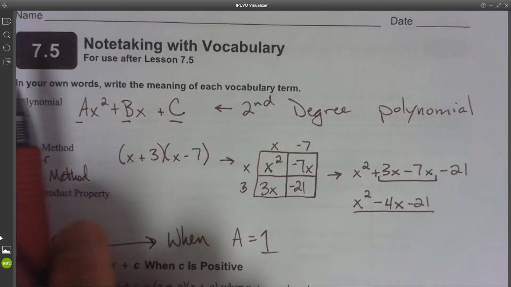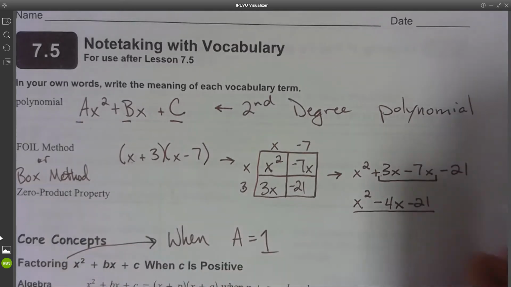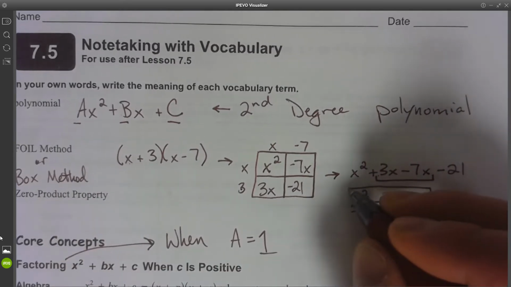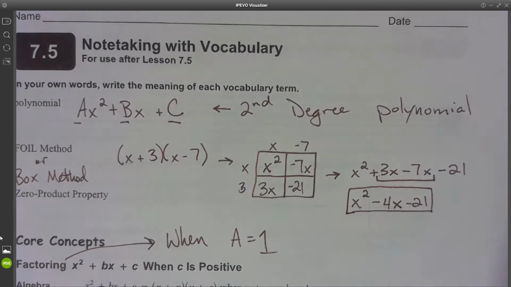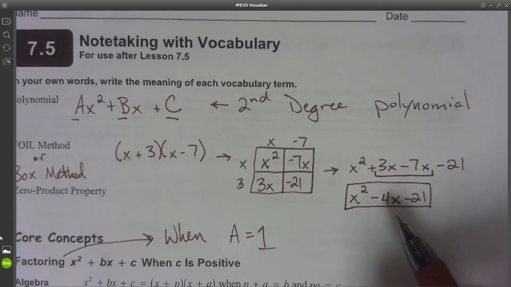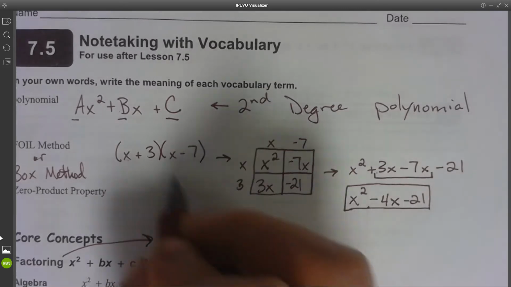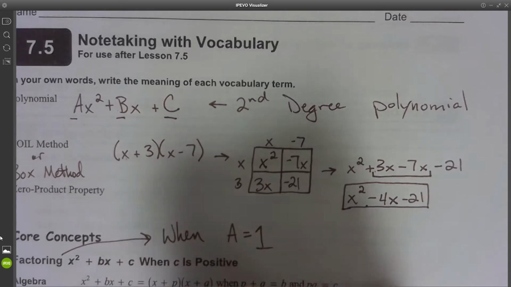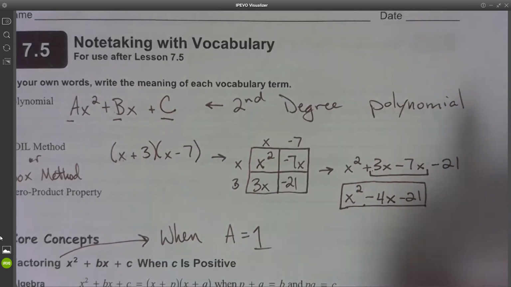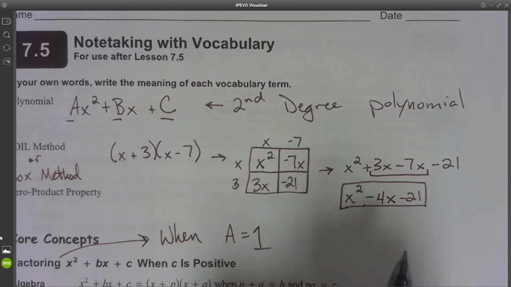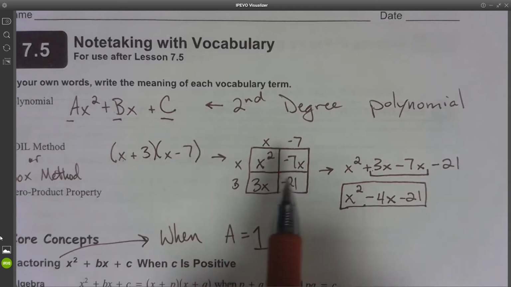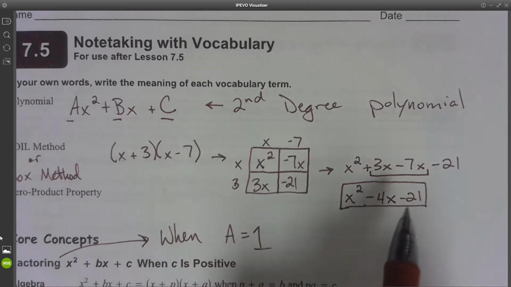So what we're doing in section 7.5 here is we're going to be starting with a trinomial like that, and our goal is to start at this trinomial and work back to a factored form of two binomials. So I want you to notice that if I'm looking at this trinomial, the -21 comes from multiplying the 3 and the -7.